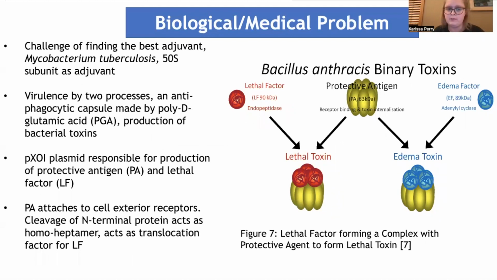Anthrax virulence is produced by 2 processes. One is an antiphagocytotic capsule made by PGA, and also the production of bacterial toxins, which is the target of this paper. The pXO1 plasmid is responsible for production of the protective antigen and the lethal factor of anthrax. A protective antigen attaches to the cell exterior receptors. There's cleavage of an N-terminal protein, and this acts as a translocation factor for the lethal factor.